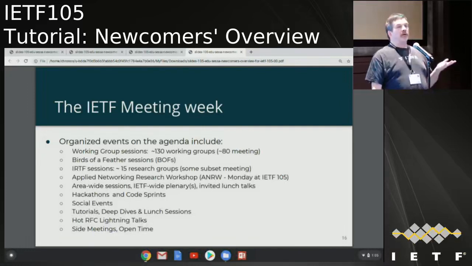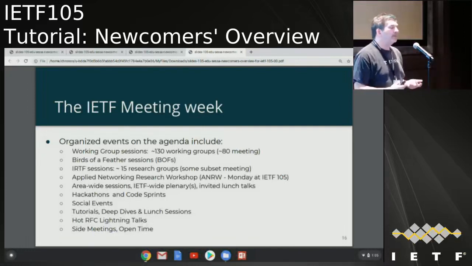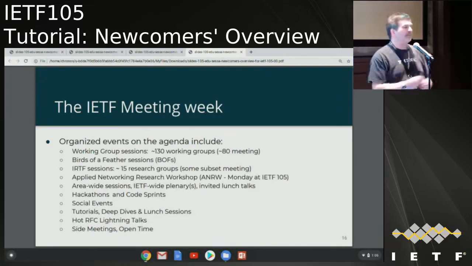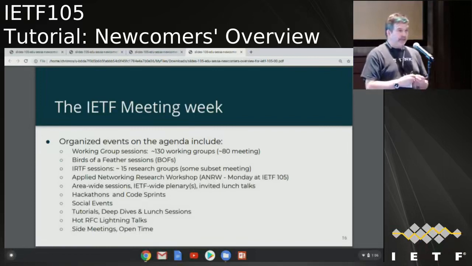There are about 130 working groups in the IETF, as Anshul mentioned. They are the unit of work within the IETF, the people that do things. About 80 of them are meeting this week.